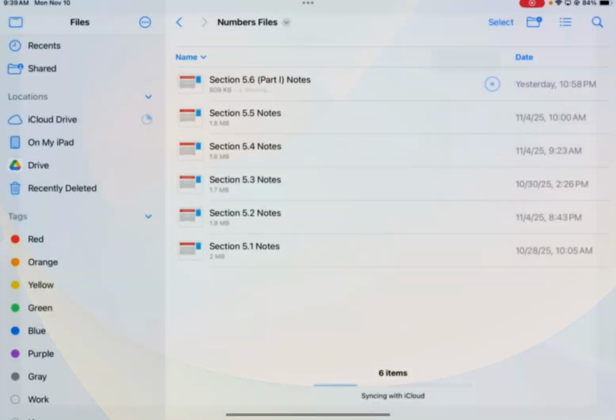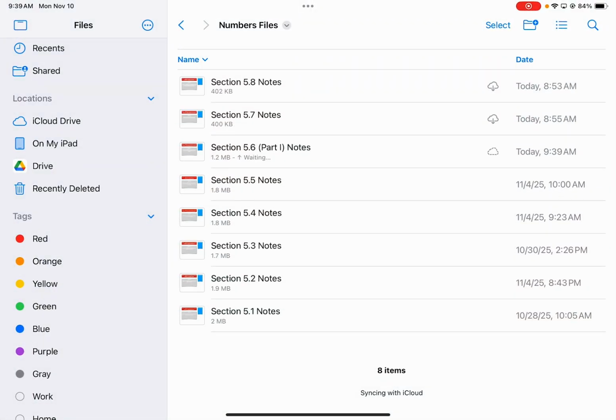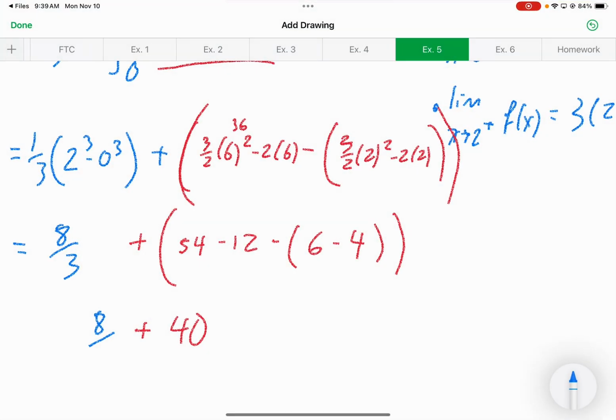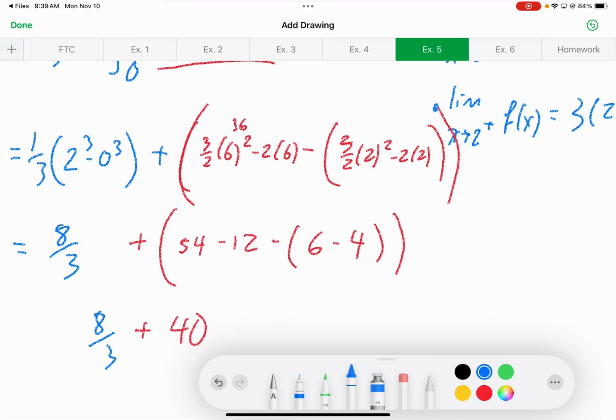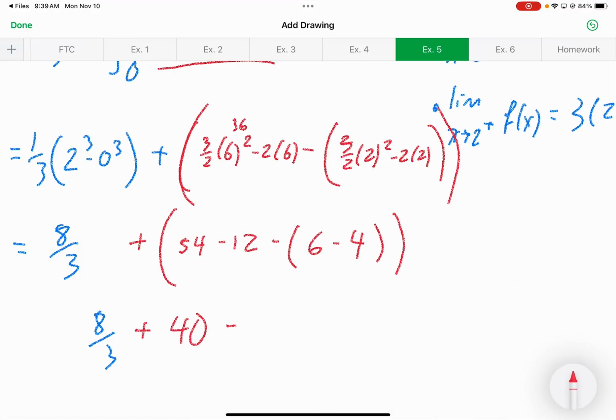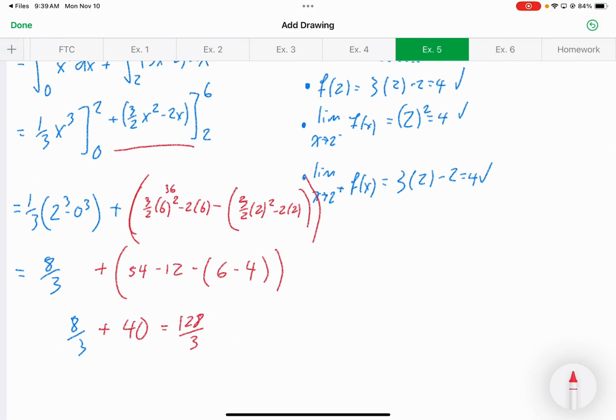So 8/3 plus 40. All right, 8/3 plus 40 is going to give me 128/3. And those are relatively prime numbers. So 128/3. All right. Questions there?